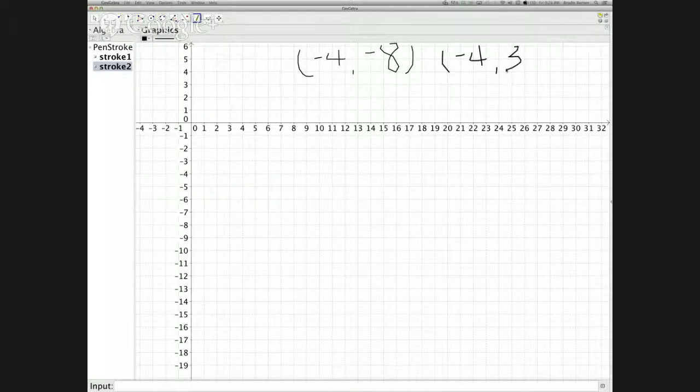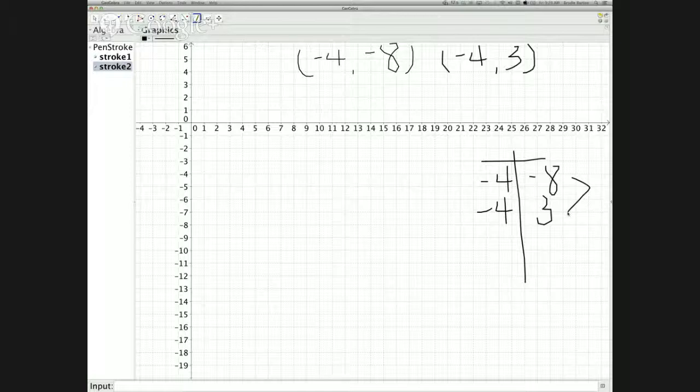Choose your favorite slope method, whether that's graphing and actually counting, whether it's using the slope formula, or whether it's mine, which is what I'm going to use, because we talked about all those different slope methods the other day. -4, -8, and -4, 3. Okay? So this goes up, let's see, 8 to get to 0, and then 3 more past that, so that's up 11 and over 0. So the slope is 11 over 0.